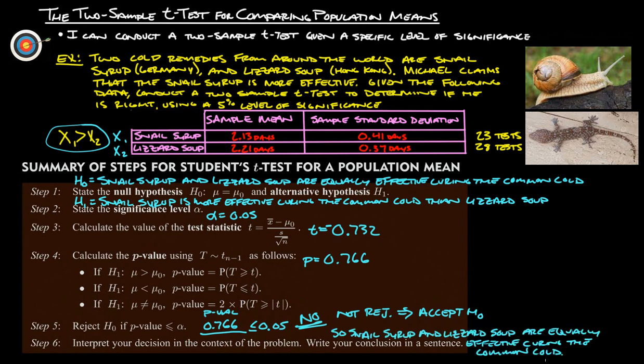Always make sure that you do step 6, which is to interpret your decision and write your conclusion in a sentence. That's super important, especially for those of you that are going to take the IB test. That's all we have here for the two-sample t-test. If you have any further questions at all, please feel free to ask. Thanks.